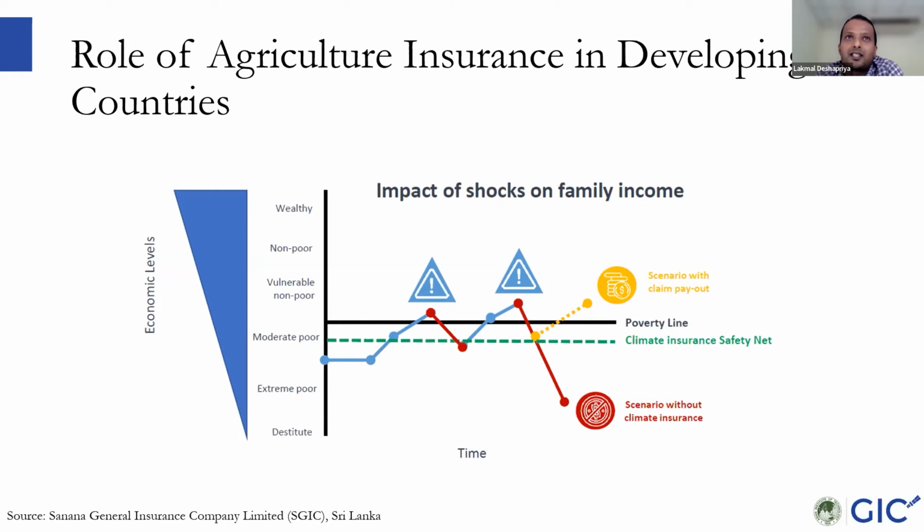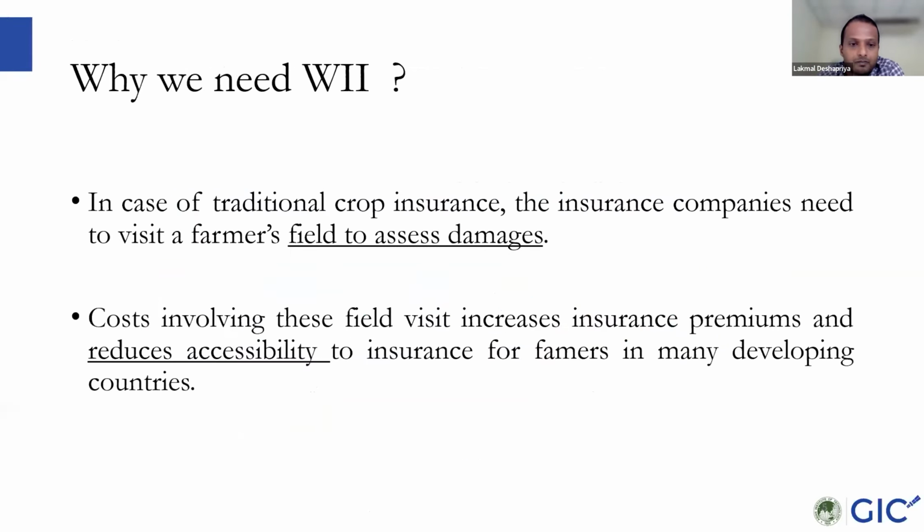Another thing is that farmers live season to season, right? So they get the income from one season and they invest in the next season. So if this cycle breaks down, it is very hard for them to come out of this cycle of poverty. So it's important to have some sort of safety net like agriculture insurance, so that plays a vital role in the agriculture economy in developing countries.